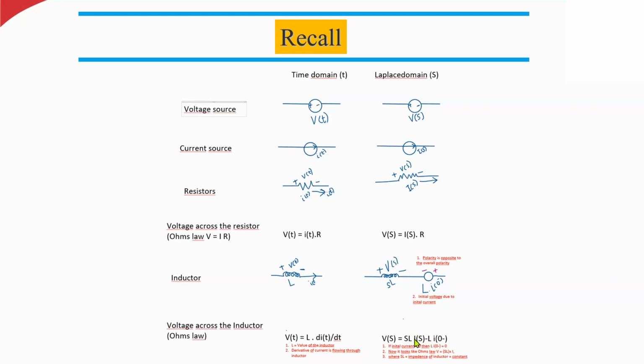So now we are using only the first part, and the equation is the same as Ohm's law. So SL times I(S). This is the impedance value and this is the current value. SL is equal to the impedance of the inductor, which is nothing but the constant. Same here, I(S) times R, where R is the constant value. Here also SL is the constant value. So this is for the inductor.